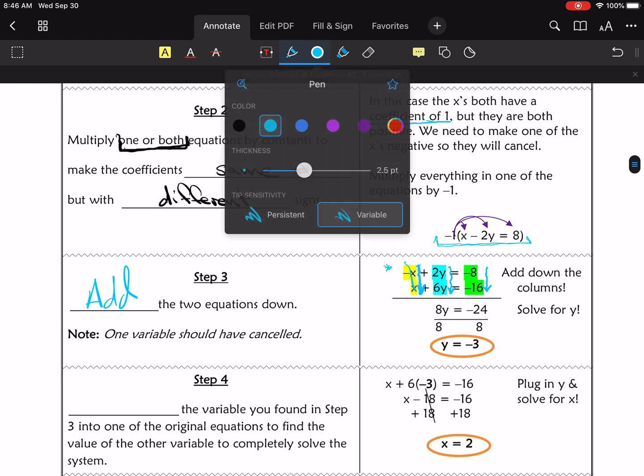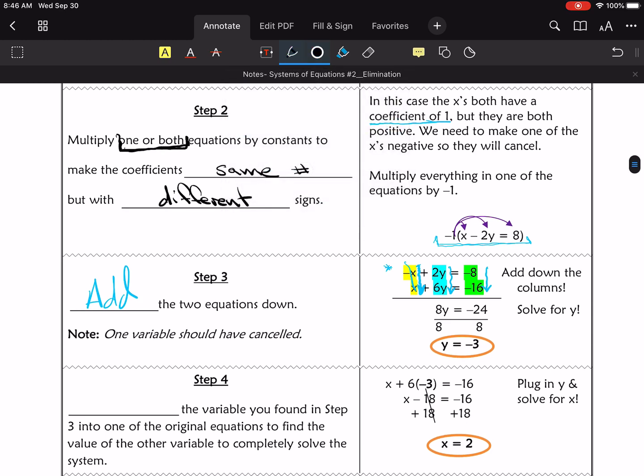Okay, now once I have one of my variables cancel out, right? And that is the note here, right? One variable should have canceled. If it didn't cancel, that means we did something wrong and we have to go back and check what we're doing, okay? So in this case, my x is canceled, and I have this new equation, 8y equals negative 24. And now it's easy to solve for y, right? I can just divide both sides by 8, my 8's cancel, and I get y equals negative 3.